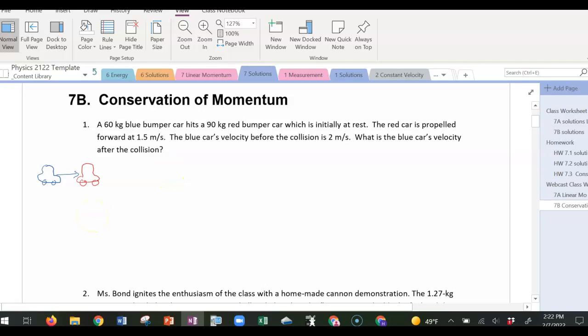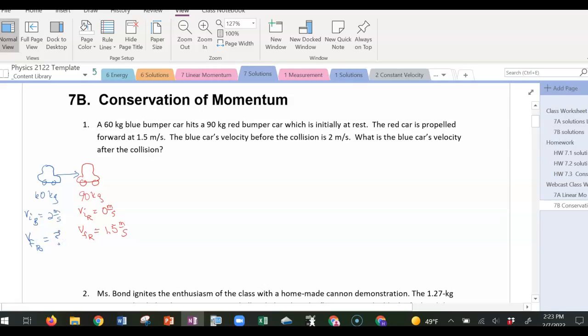At the end of this, the red bumper car, which is 90 kilograms, it was initially at rest, but at the end it is moving forward, to the right, so the final red velocity is 1.5 meters per second. Now the blue car, it's a 60 kilogram car, before the collision the initial velocity of the blue car was 2 meters per second.